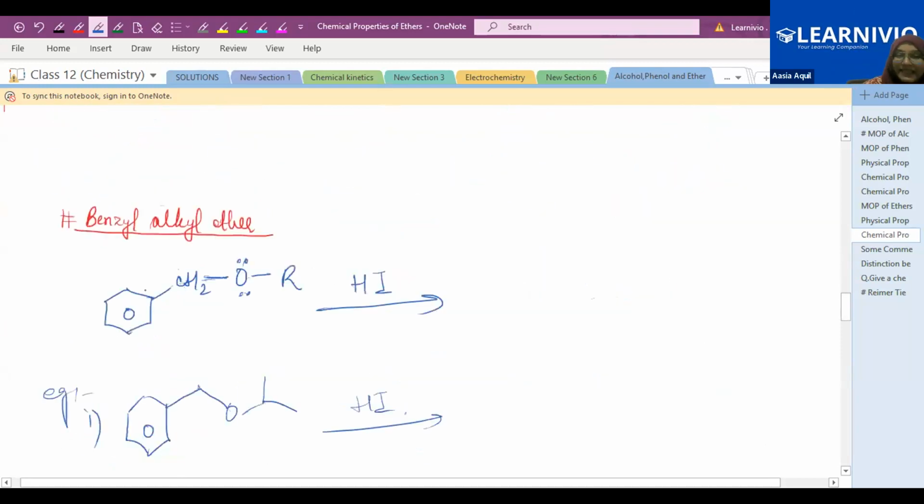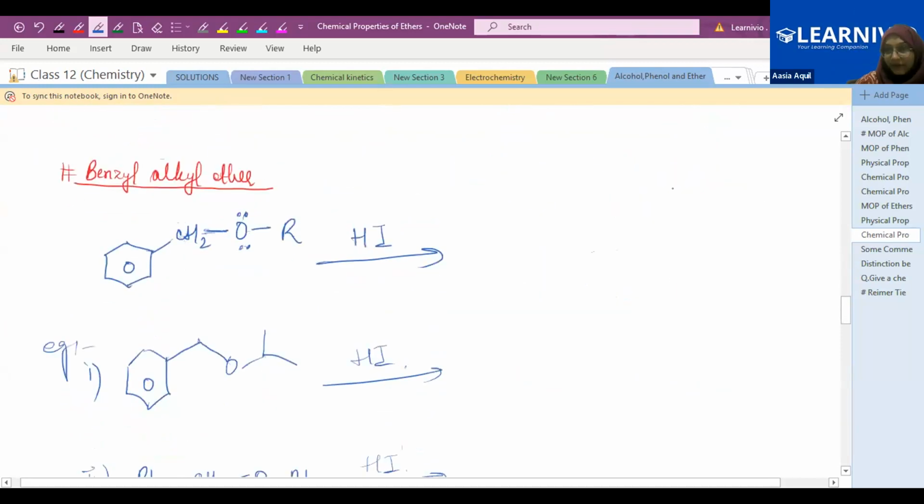But what is a benzyl group? See, suppose we are just talking about a haloalkane, any haloalkane. Suppose this is a halogen atom X. What is a benzylic group? You should know what a benzylic group is. A benzylic group is one in which the functional group, any functional group, here we are talking about ether, or any alcohol, OH group, hydroxyl group, or halogen group.